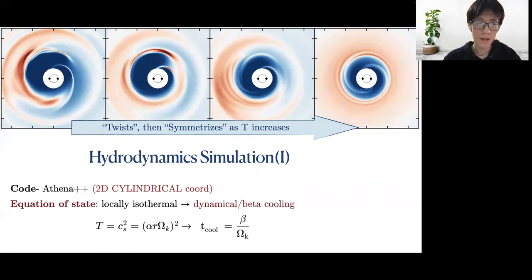As you can see, this is our first result. From left to right, you gradually increase the cooling time beta and go from the locally isothermal limit gradually to the adiabatic limit. And the circumbinary disk cavity gradually changes from eccentric to circular. First it changes from an aligned eccentric mode to a twisted eccentric mode, then to a perfectly circularized cavity.